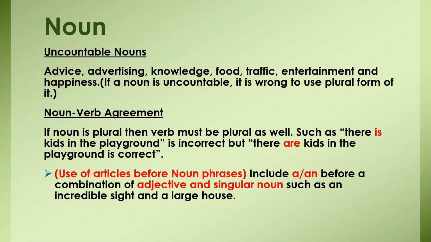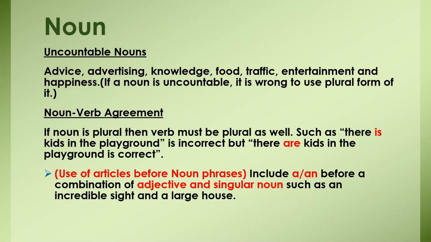Some of the more common unaccountable nouns that students mistake are advice, advertising, knowledge, food, traffic, entertainment, and happiness. If a noun is unaccountable, it is wrong to use plural form of it. Now next is the noun verb agreement. This is yet another common mistake.